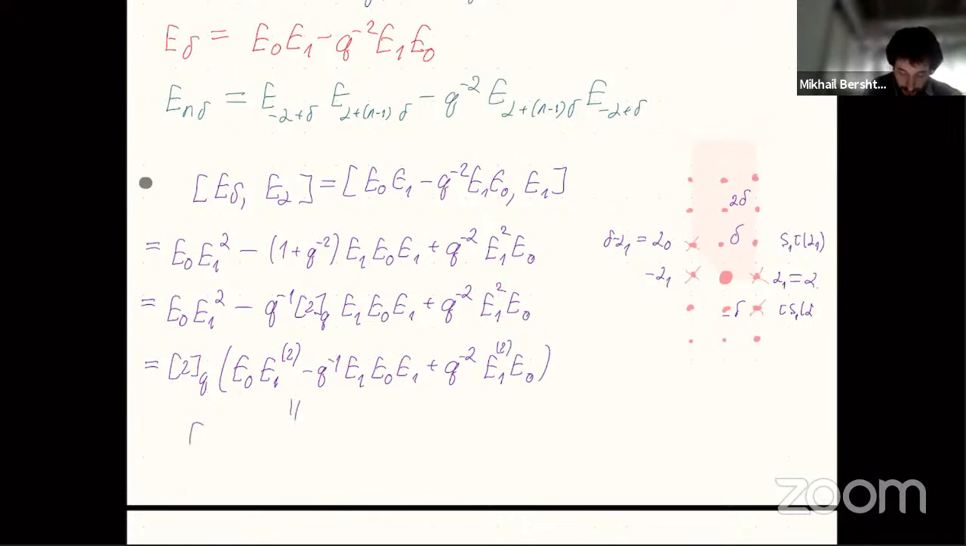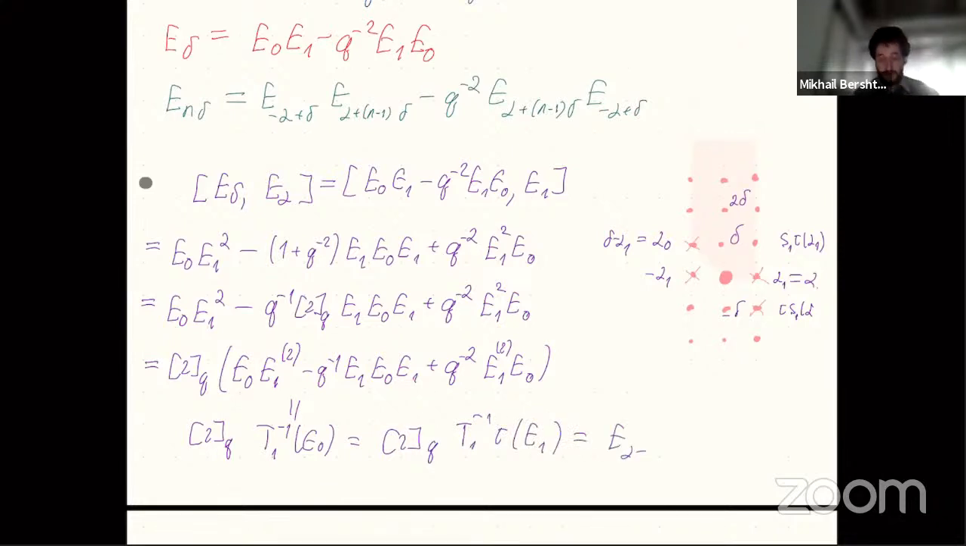And this will already be the q-commutator of T1 inverse of E0, or if you want, of T1 inverse tau of E1, or if you want, this will be E alpha plus delta. So this is, okay.